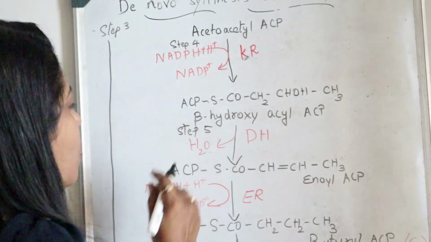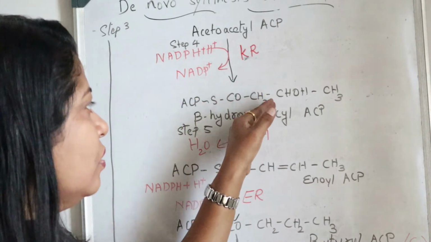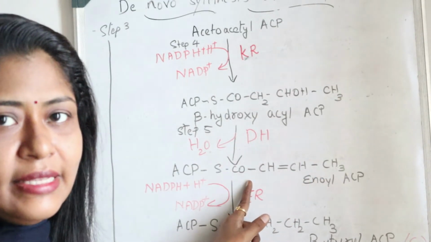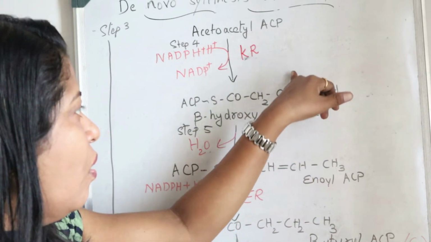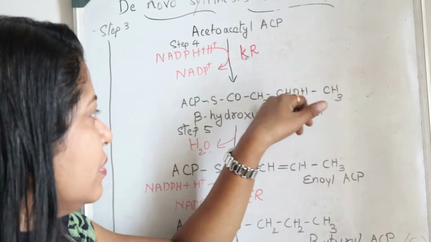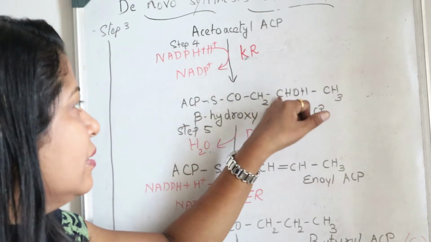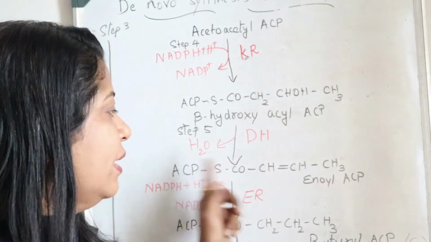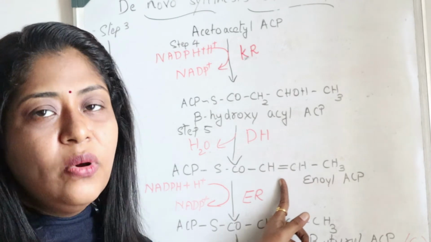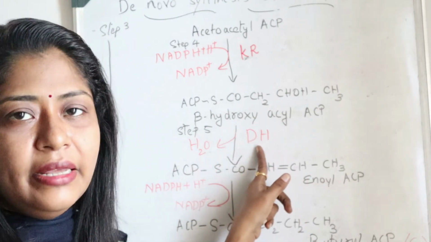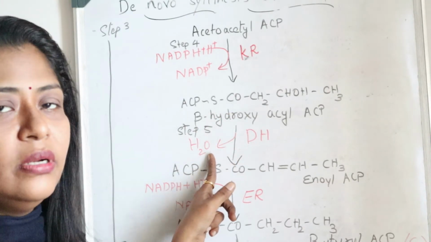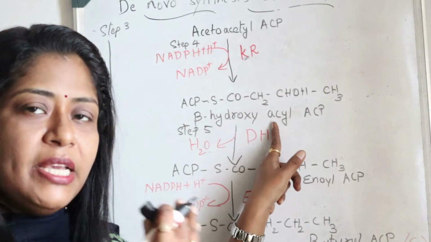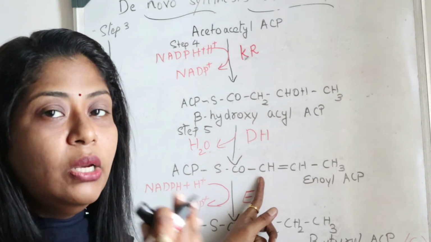So in step 5 we can see the conversion of this beta-hydroxyacyl ACP, that releases one water molecule and gets converted to enoyl ACP. So enoyl ACP, that is instead of OH, we can see water is released from here, H from the CH2 and OH from here, and we will get one double bond in order to balance this carbon. So that is the enoyl ACP. It is catalyzed by the enzyme dehydratase, that is a removal of water molecule. So dehydration occurs, that is water is removed, and this hydroxyacyl ACP is converted to enoyl ACP.